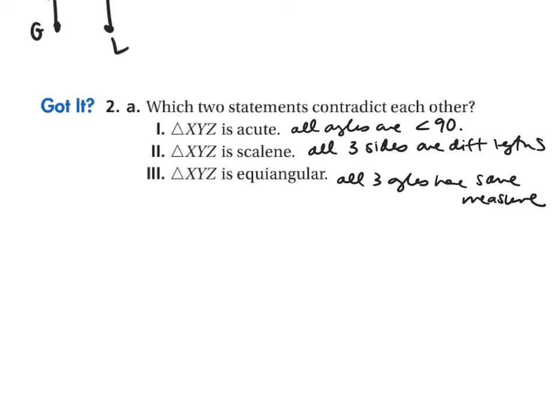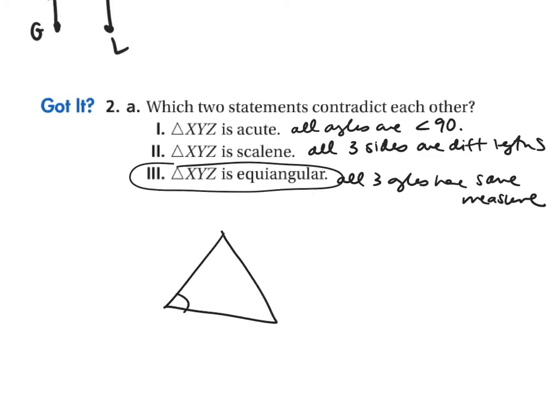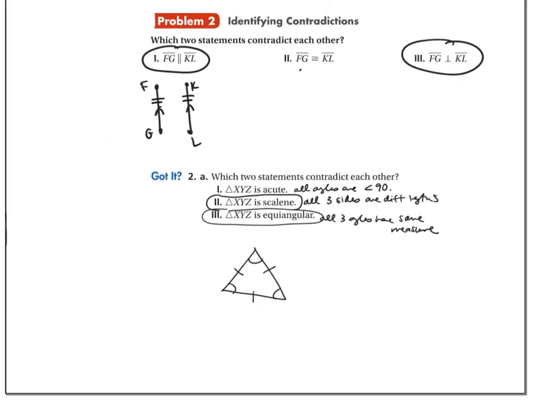Okay, so I started with this one, right? Equiangular, that means all three angles have to be equal. But remember, there is that corollary to the isosceles triangle theorem for the equilateral triangles. If they have all three angles the same, then it's an equilateral triangle. So all three sides have to have the same length, which contradicts with this one that all three sides are different lengths. So it can't be scalene and equiangular at the same time. Hopefully you got that one. And then moving on, problem 3.